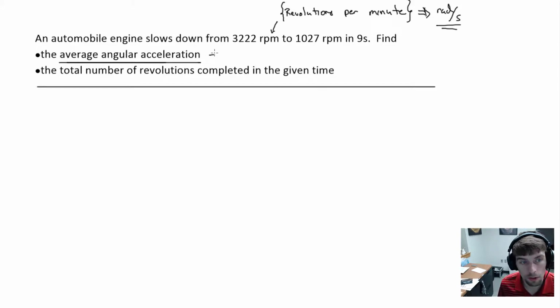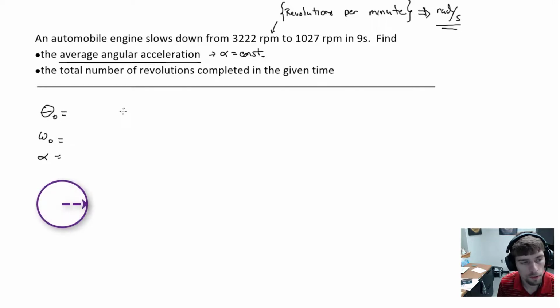Okay, so what we're really dealing with here again is alpha is equal to constant, which means that pings right away that we're going to be using kinematics. Now, it's hard to draw an initial final state here. I mean, drawing an automobile engine, and you get what I'm saying. But we can still list out everything that we know and what we need to find. So let's say we have theta naught, omega naught, alpha, theta final, omega final, and time.